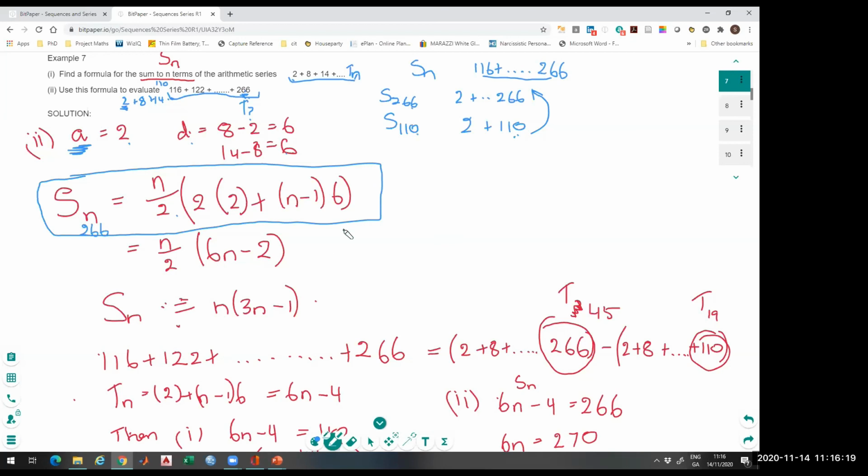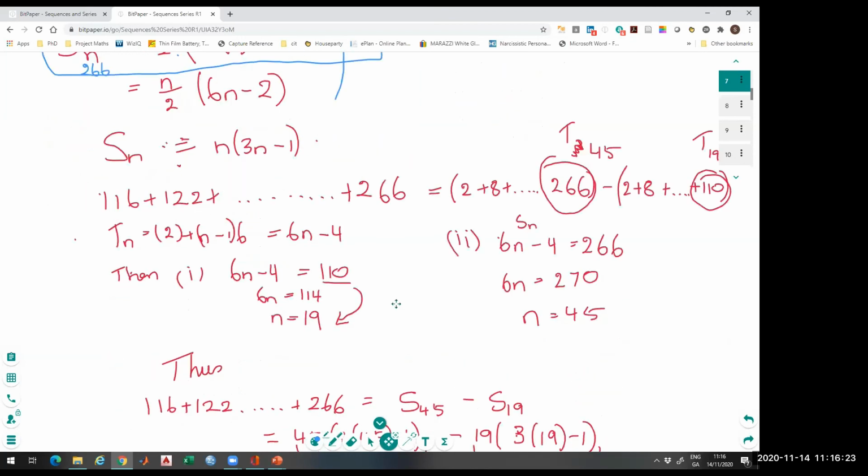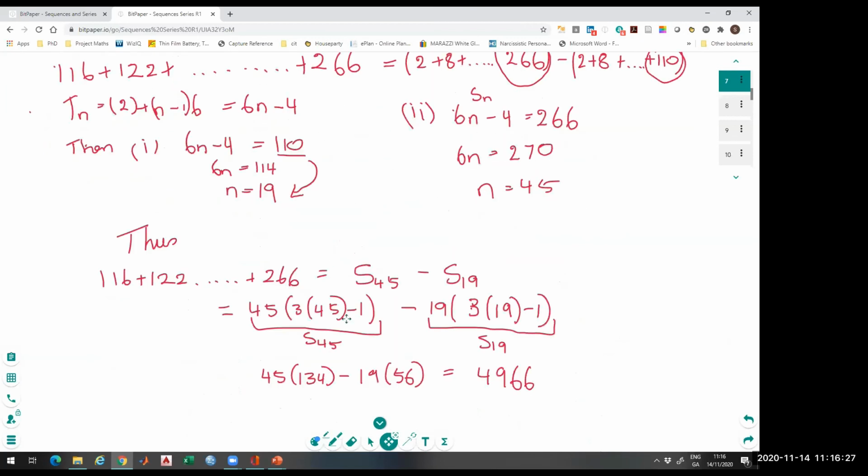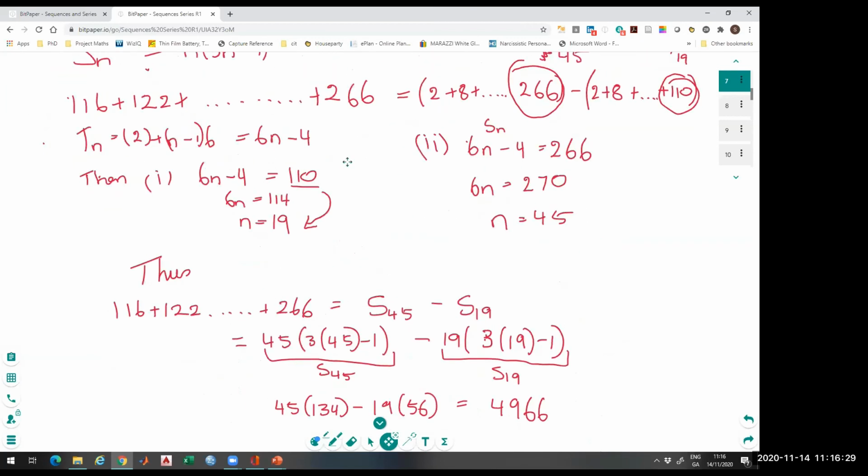We just inputted our information here, down here in part 2. So there is what we're looking for, just from 116 to 266. But we had to evaluate from 2 up to 110 and from 2 up to 266, separate them, and what's left then is our value.